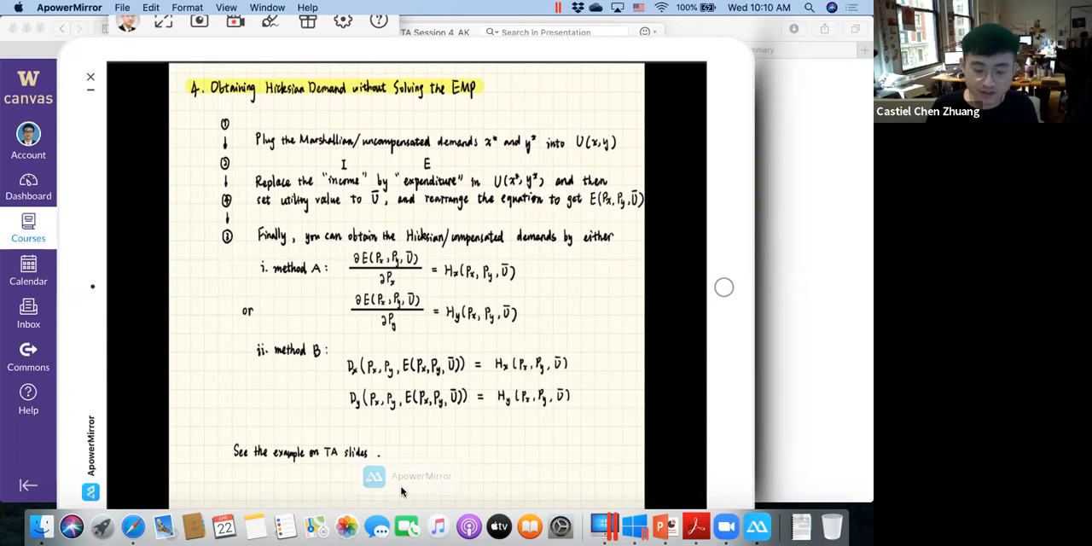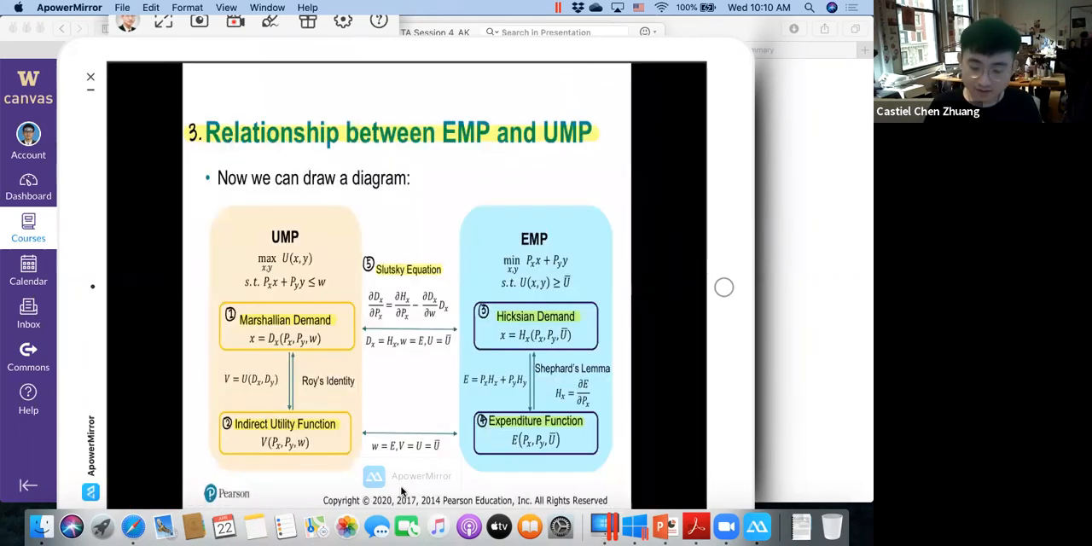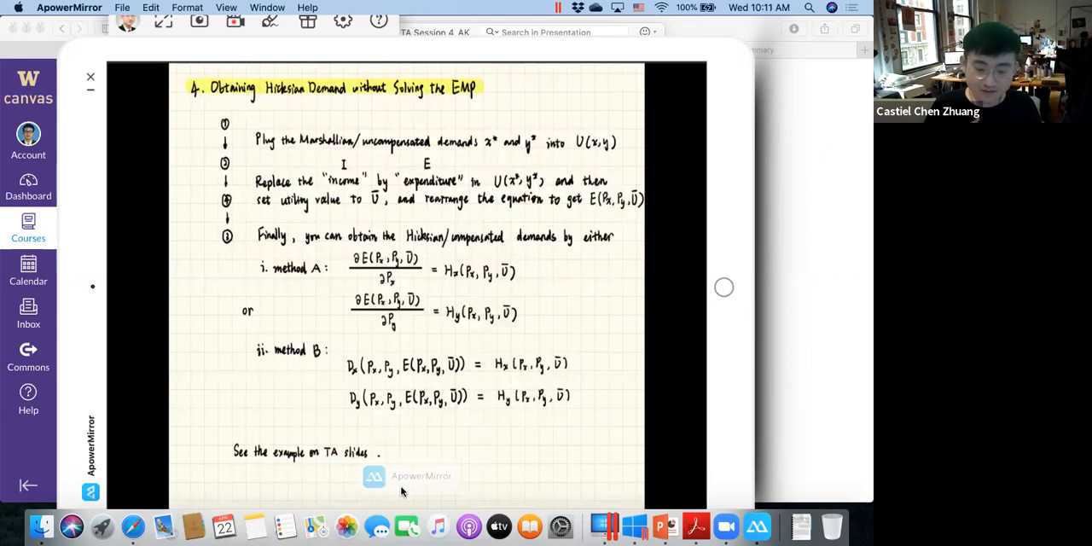So the basic procedure is here. You just solve for UMP. You get Marshallian or uncompensated demands, X star and Y star, and you plug them into the utility function. That will be the first step. And the second step is, from the first step, you get the indirect utility function, right? And in the second step, just replace the income, replace the W by E, a notation for expenditure. And then set this indirect utility function to a constant. And let's say this constant is U upper bar.